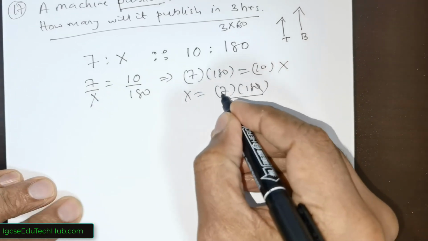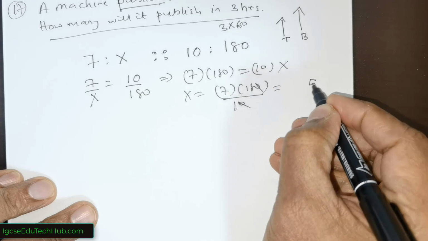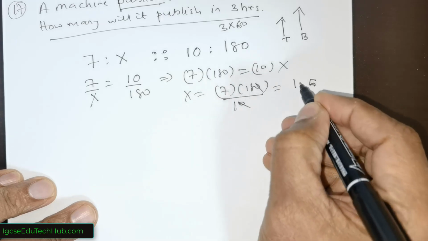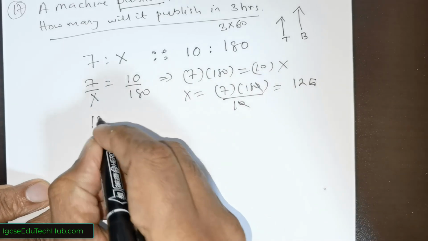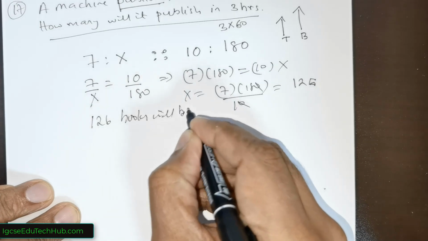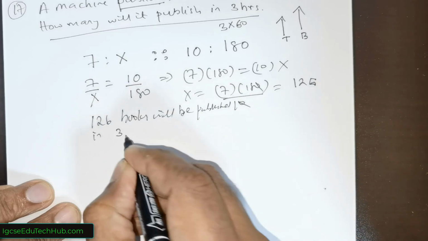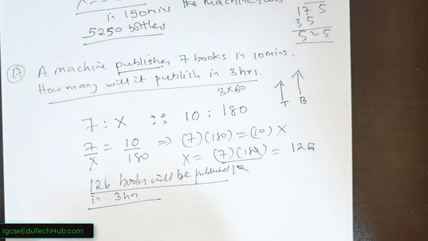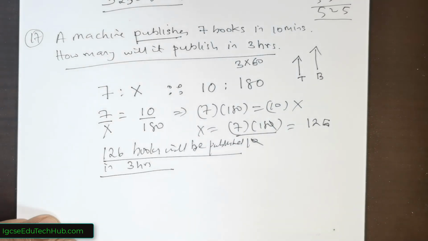0, 0 gets cancelled. You got 7 into 18. Multiply it. 7 times 8 is 56. You carry 5. 7 ones are 7. Add 5 to it. You get 12. So the x value is 126. So 126 books will be published in 3 hours. Just imagine, in 3 hours you can publish 126 books. Okay, having mentioned that, let me move on.